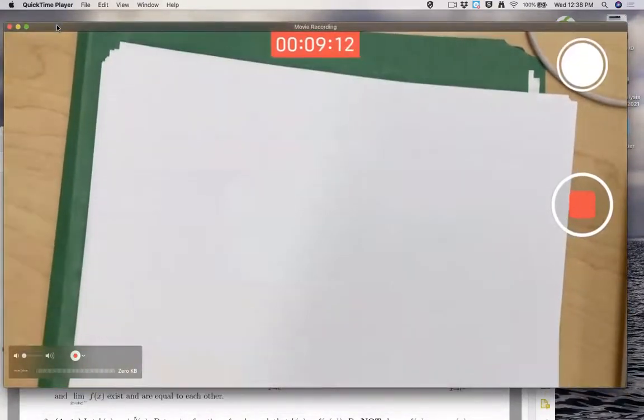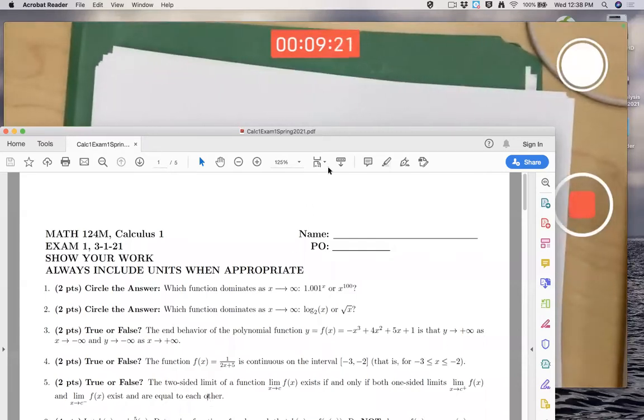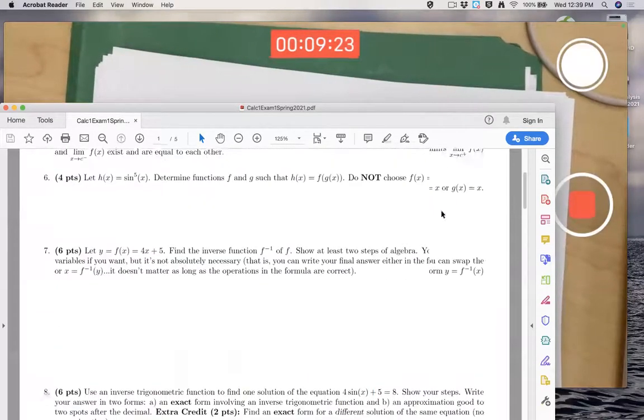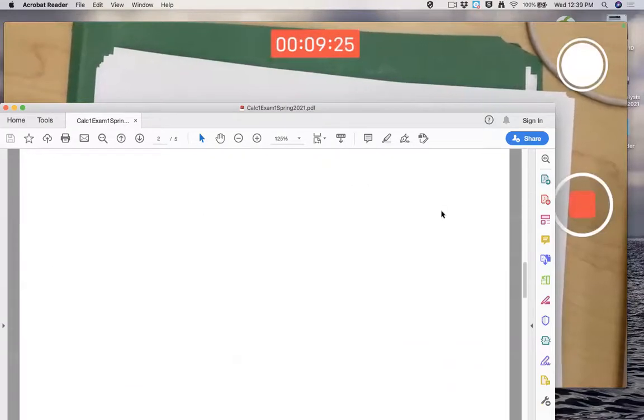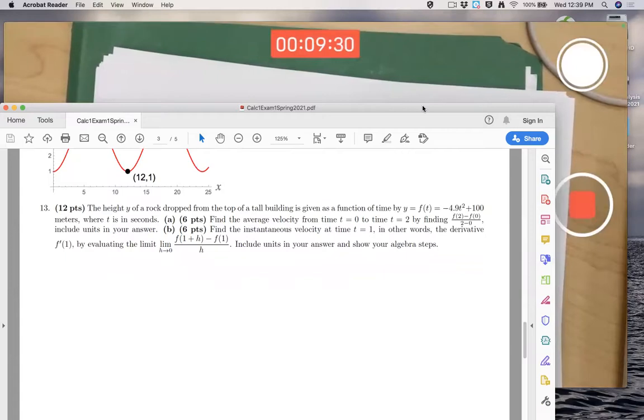So let's start by going over one of the exam problems, actually. What we're going to focus on today is physics, motion, applications. And one of the exam problems was about that. It was this problem right here, number 13 on the exam.